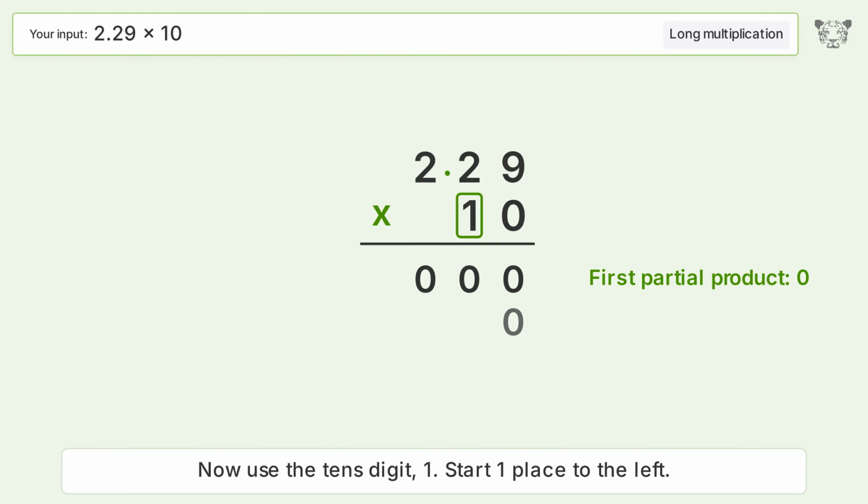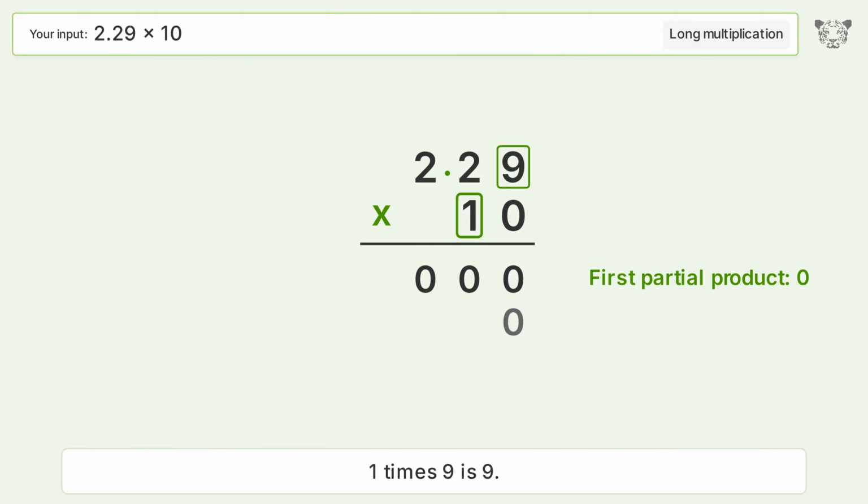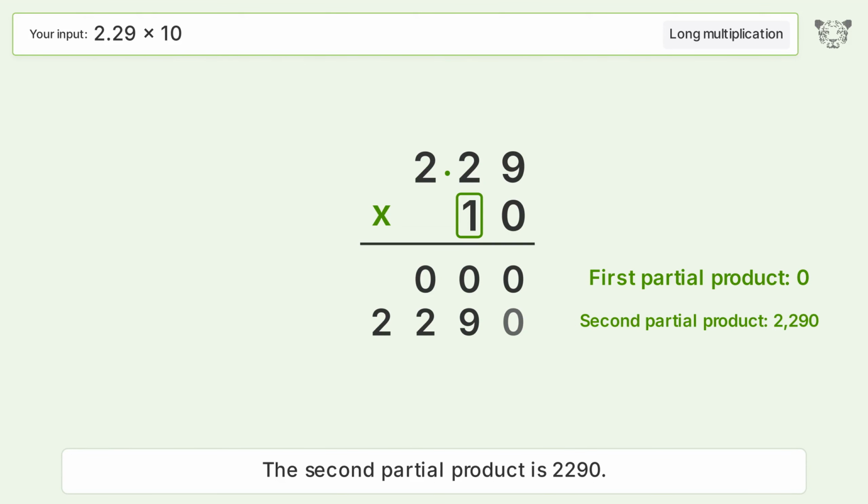Now use the tens digit, 1. Start one place to the left. 1 times 9 is 9. 1 times 2 is 2. 1 times 2 is 2. The second partial product is 2,290.